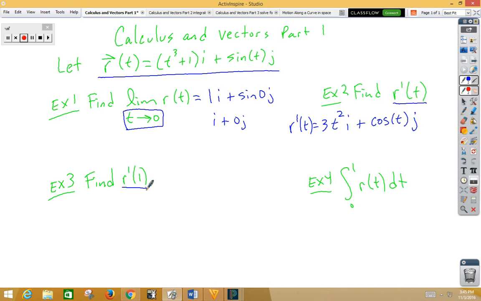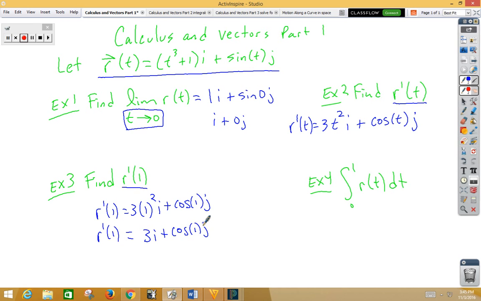In my third example, I want to do the derivative and then plug in a 1. Well, I already have the derivative over there, so let's plug in a 1. r prime of 1 would be 1 squared i plus cosine of 1j. Well, that would be r prime of 1 is 3i plus cosine of 1j.